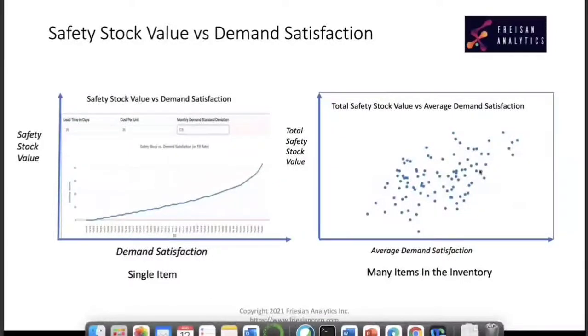Basically, we can have very high value inventory, but their average demand satisfaction level is also low. Right? This is very counterintuitive. We spend more money and we have a lower DS. So this is why it's very confusing and difficult to optimize the inventory as a whole.